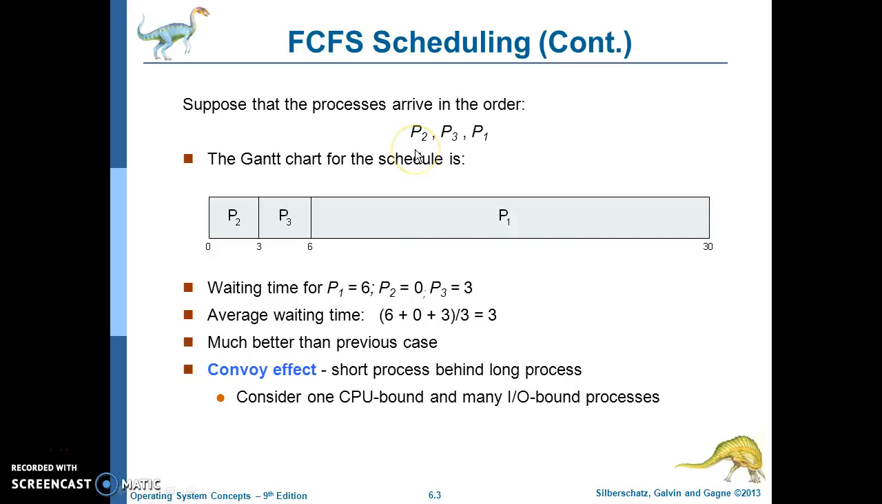If it allocates in P2, P3, P1 fashion, and we use a Gantt chart here, you can see that the waiting time for P1 is 6, waiting time for P2 is 0, P3 is 3. Because we allocate P2 first, P3 next, and P1 at the last, the average waiting time has a significant improvement over the previous one, thereby increasing the efficiency of the CPU. So this is a much better version than the previous one.